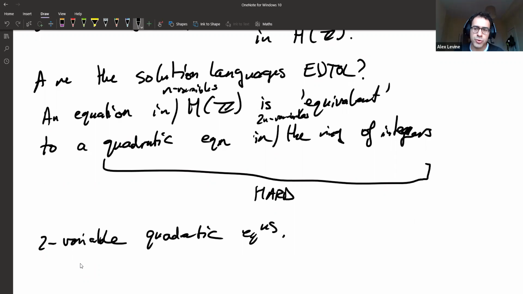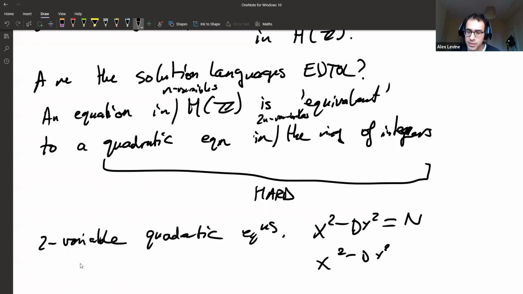And 2 variable quadratic equations are solvable quite nicely. There's a much nicer algorithm which involves reducing them to the generalized Pell's equation, which is x squared minus dy squared equals n. And you can then reduce this to x squared minus dy squared equals 1, the Pell's equation. And the solutions to Pell's equations are very much EDT0L. As are these. Unfortunately, the conversion from this to the general thing requires a bit more mess, which I'm not going to go into now.